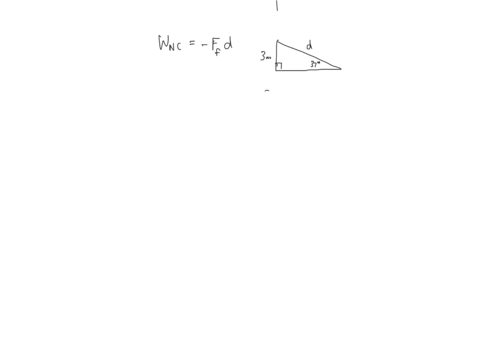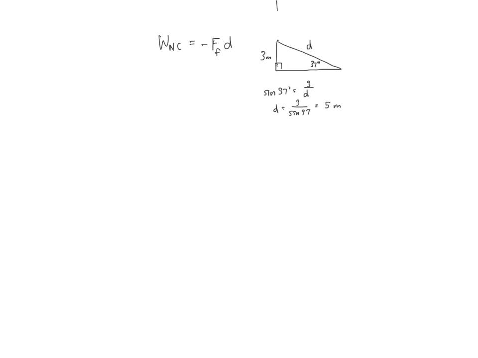So we could say the sine of 37 degrees is equal to the opposite side, which is 3 meters, over the hypotenuse, which is d. When you rearrange this equation for d, you get 3 over the sine of 37, which comes pretty close to equaling 5 meters. So we'll just round it to 5 meters.